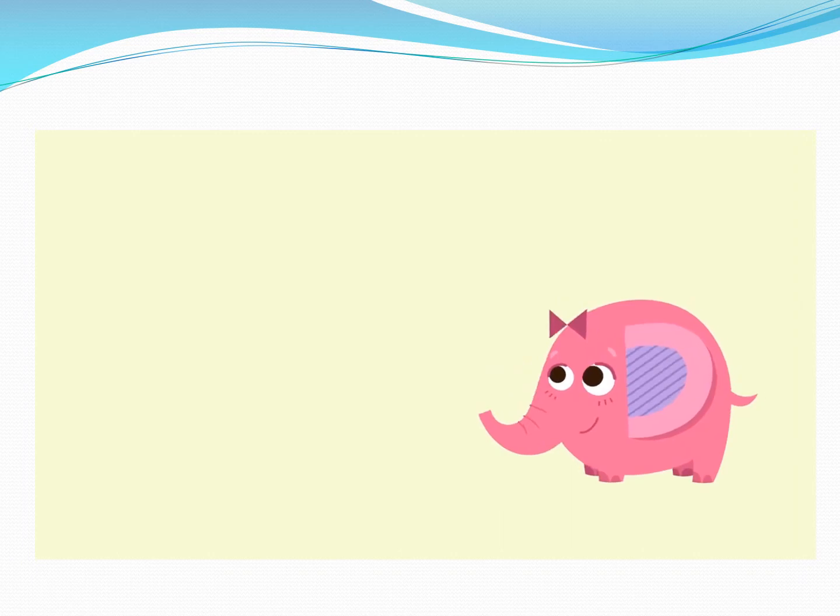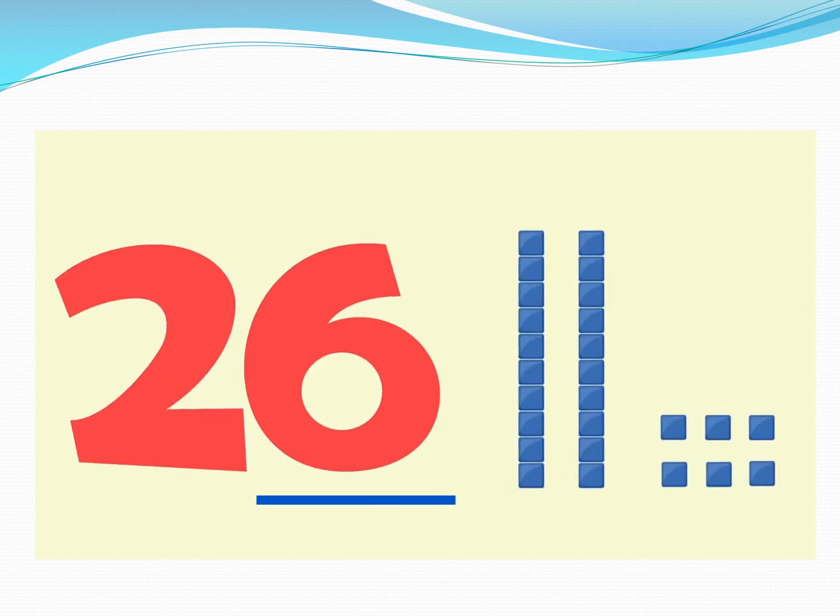In the number 26, the 6 is in the ones place and the 2 is in the tens place. The 6 is worth just 6, which is represented by 6 cubes. The 2 is worth 20 because it is in the tens place and is represented by the 2 long tens blocks. You can count by tens using the base 10 blocks or just count in your head. 10, 20.